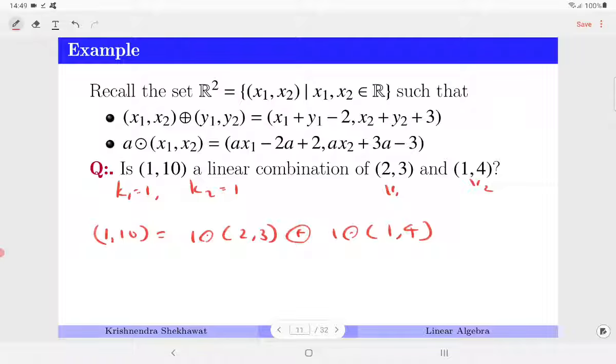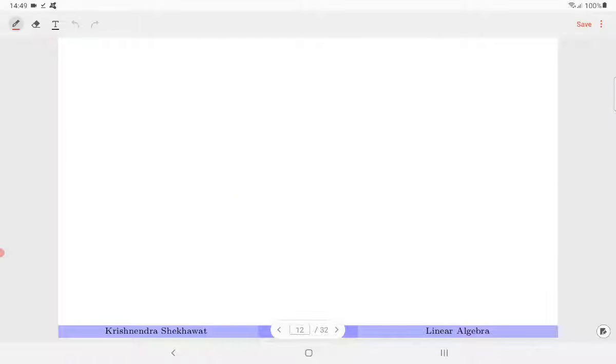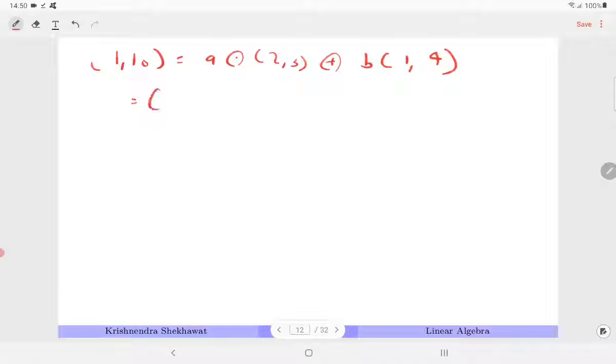To find K1 and K2, I have to go by definition. I consider (1, 10) and write it as a linear combination of (2, 3) and (1, 4) with coefficients A and B. If I get the values of A and B, it means it can be expressed. If not, then it cannot be. You have to go back to the previous slide to see how this operation works. I am writing it down.